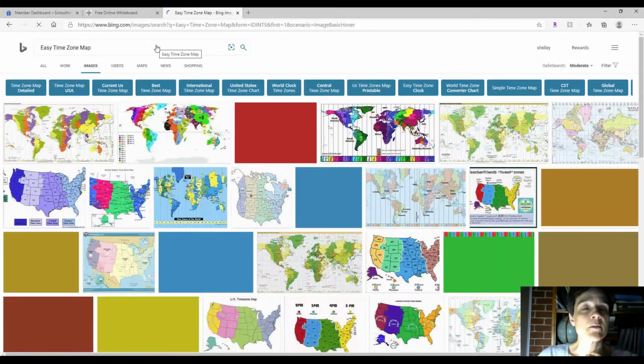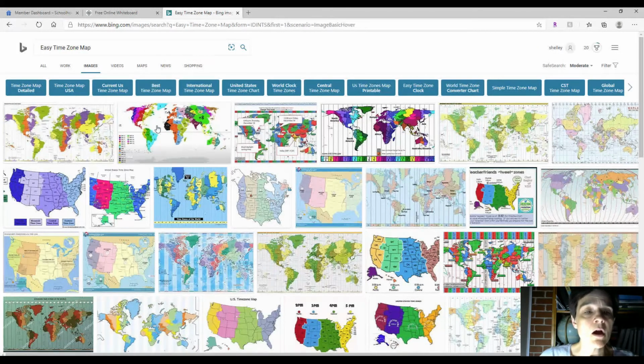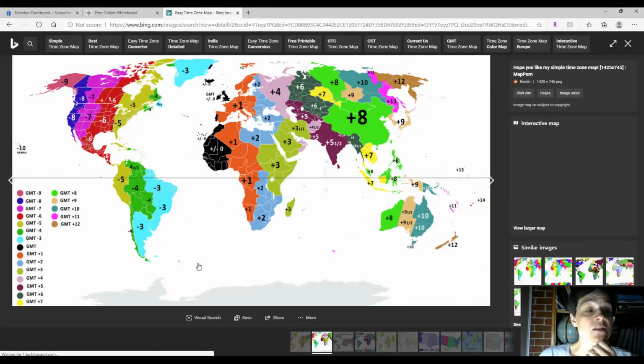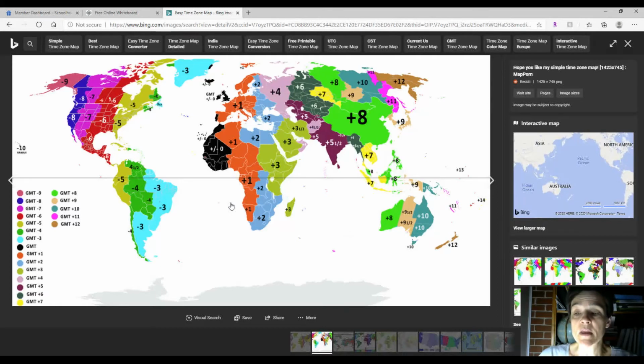Let's look at this one, an easy time zone map. This one might be easier to tell. This one tells you if you either add or subtract hours. So right here is where we're going to start. Whatever time it is right now, maybe it's 11 o'clock a.m., whatever time it is that you're doing math, you could choose, say, somewhere over here in Australia, Sydney. I don't know where Sydney is, but maybe you could find out. And what you're going to do is add 8 hours. I think that's how you do it.